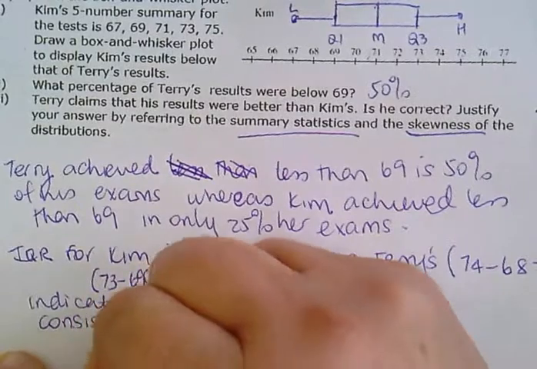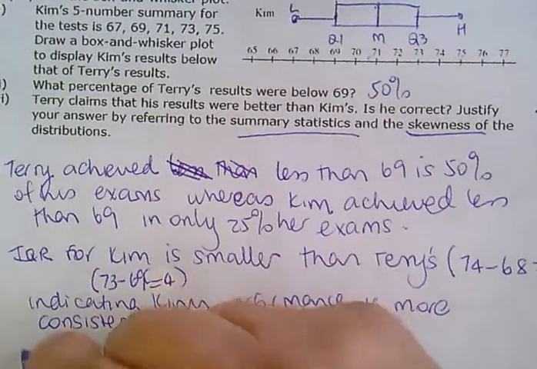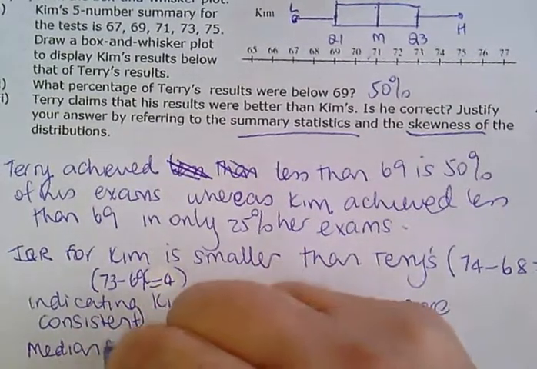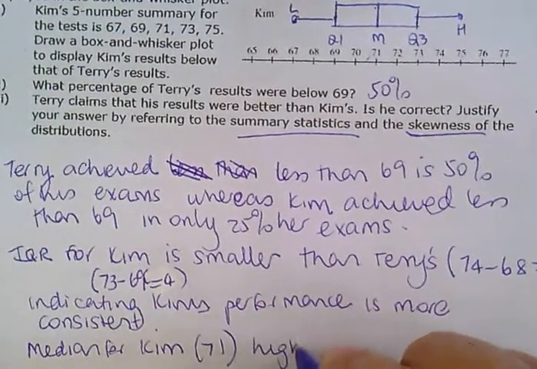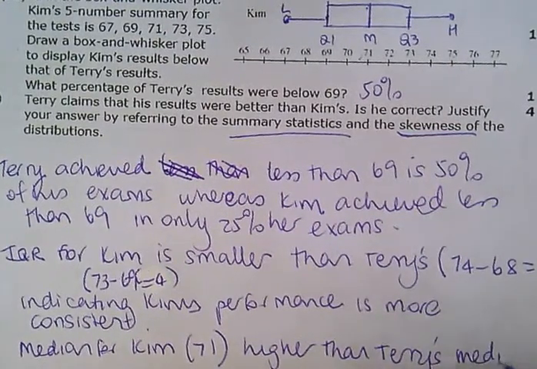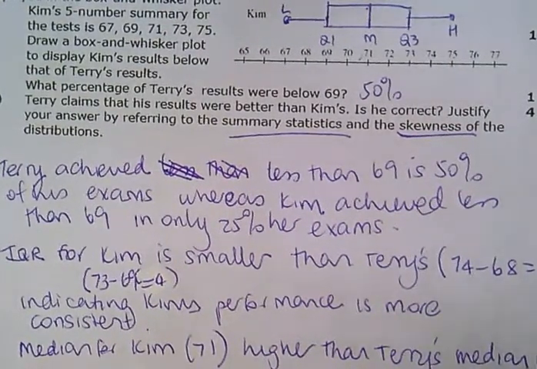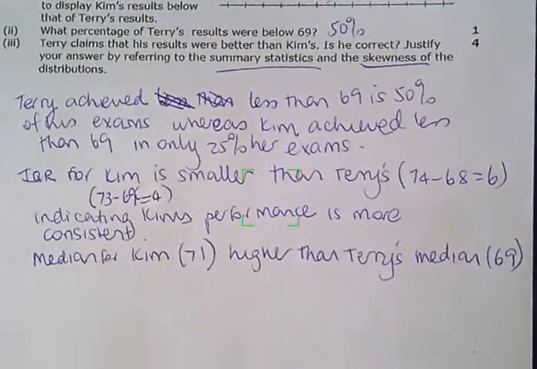So let's talk about median. I know we've done a percentage thing here, but we can also say that the median for Kim, which is 71, is higher than Terry's median, which is 69. So we've got a measure of spread, we've got a measure of location, we've talked about some percentage things there, and we need to talk about skewness.